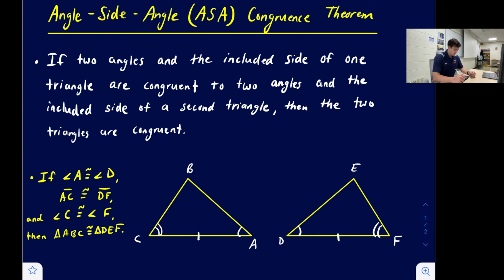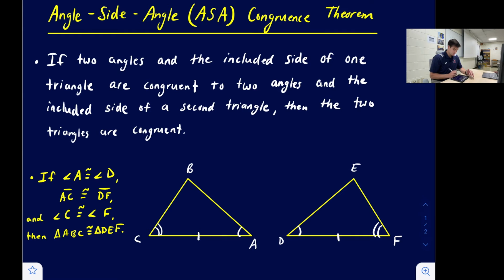So ASA says if 2 angles and the included side of one triangle are congruent to 2 angles and the included side of a second triangle, then the 2 triangles are congruent. So very similar to SAS, side, angle, side, where we want the included angle. In this case, angle, side, angle, we want the included side.